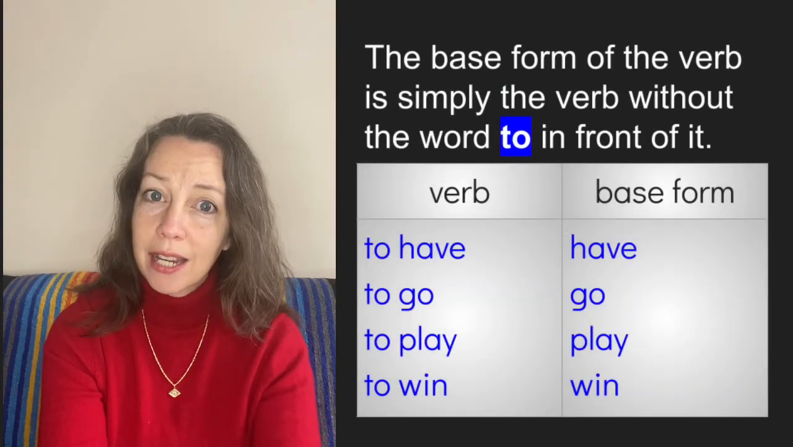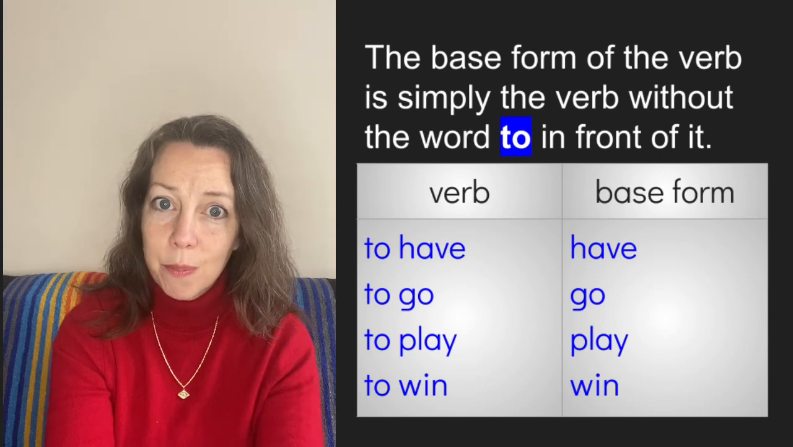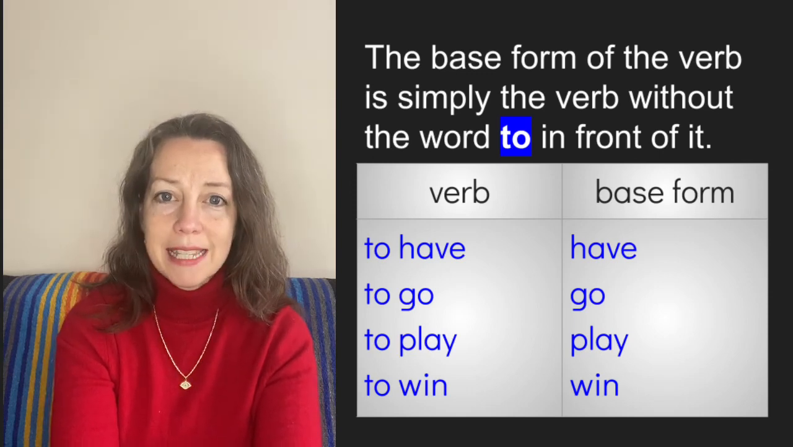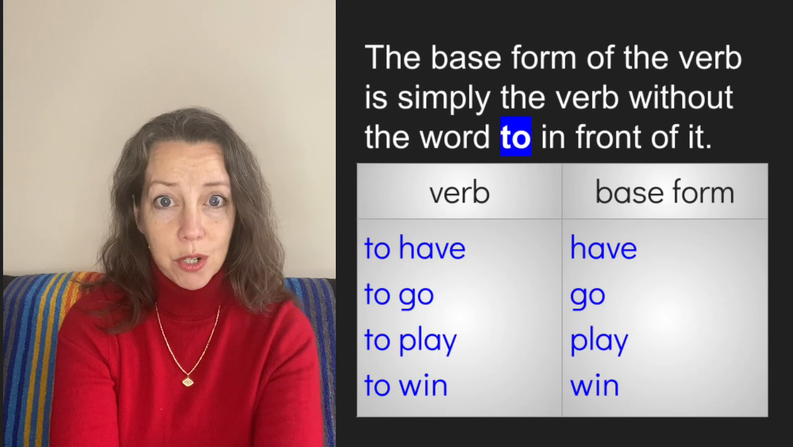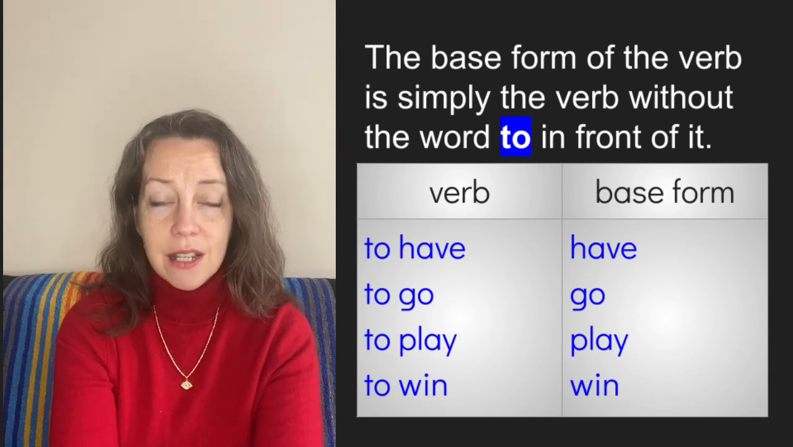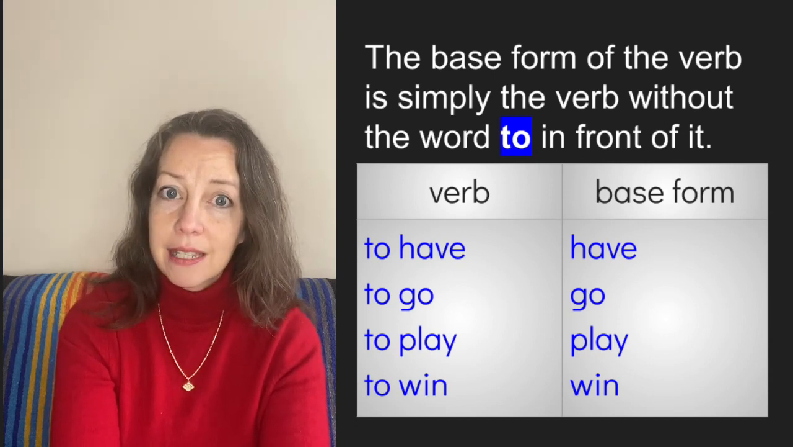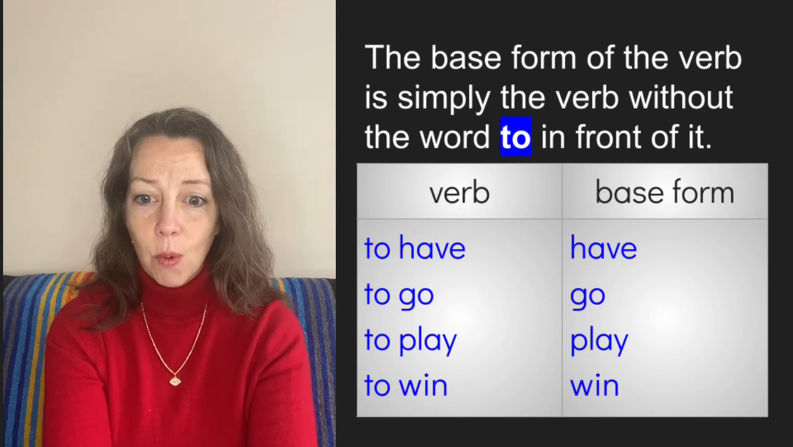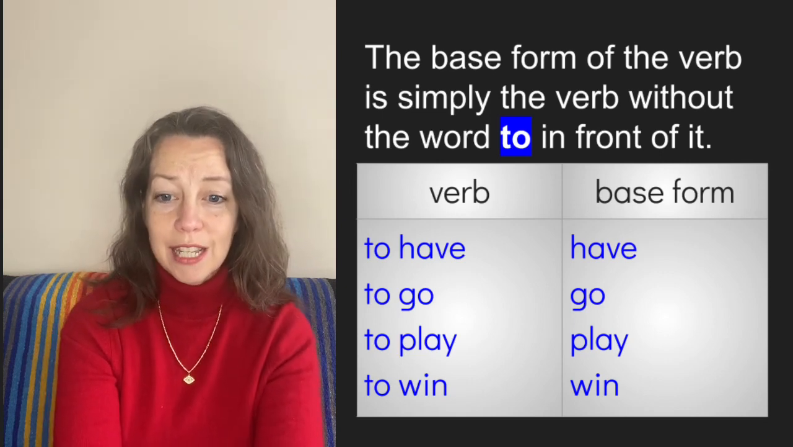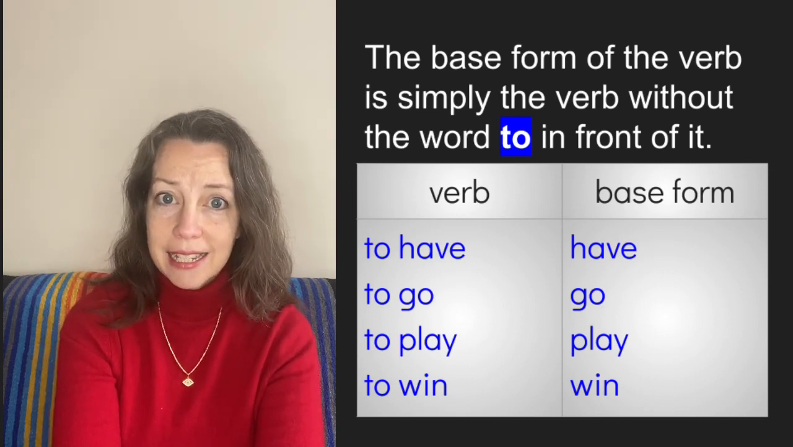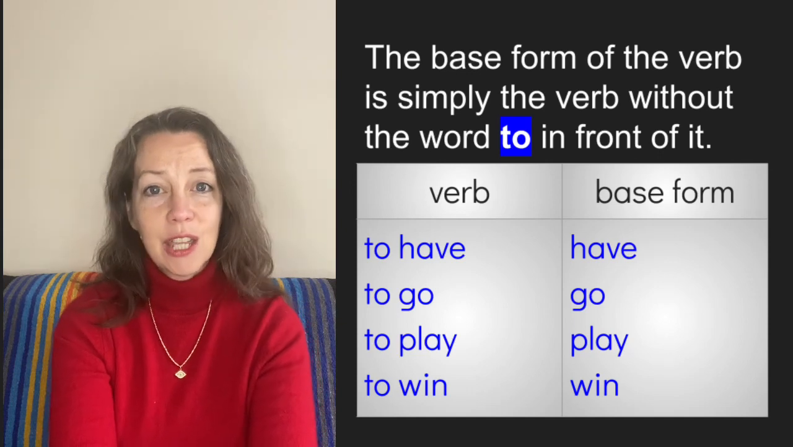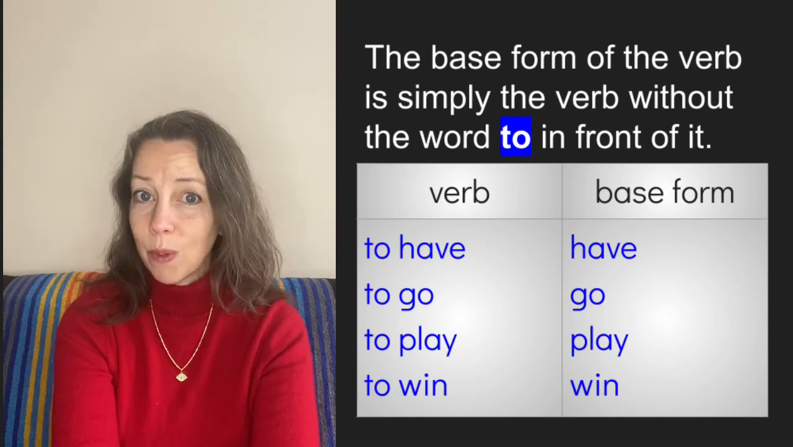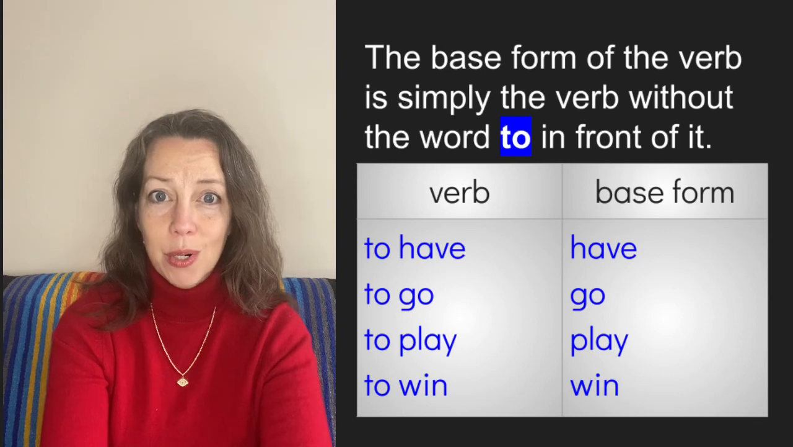Let's start by talking about the base form of the verb. The base form of the verb is simply the verb without the word to in front of it. The verb to have is have in the base form. To go is go. To play is play. And to win is simply win in the base form of the verb.